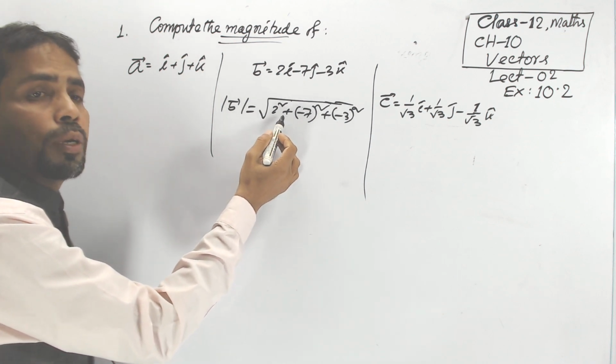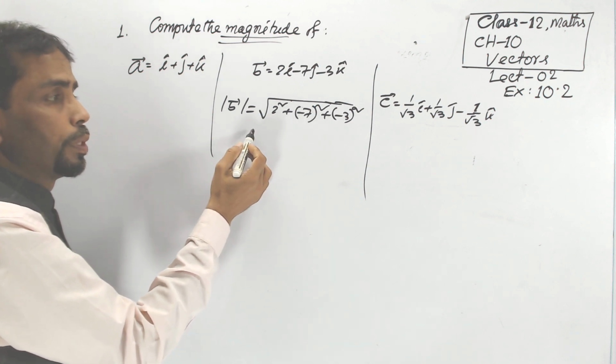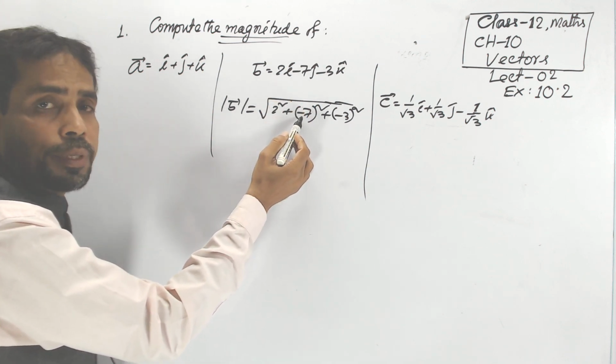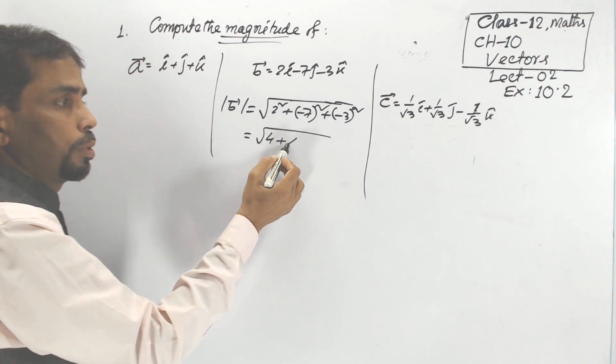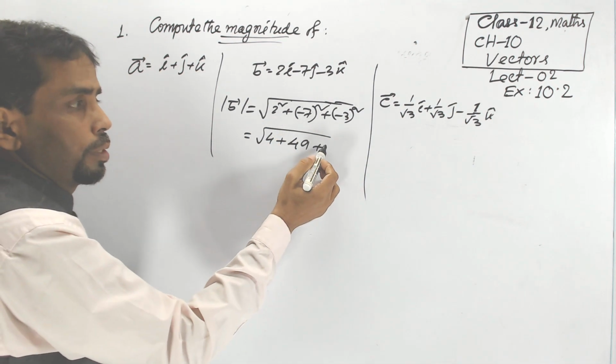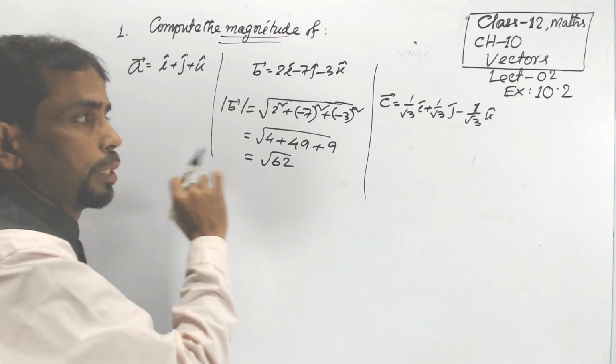It is the sum of squares of the coefficients of i, j and k. When the coefficient is negative, we have to keep it inside the bracket like this. Then 2 square is 4, 7 square is 49, and minus 3 square is 9, total 62. So it is square root of 62. So this is how we find the magnitude of a vector.